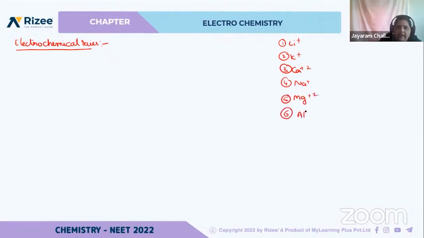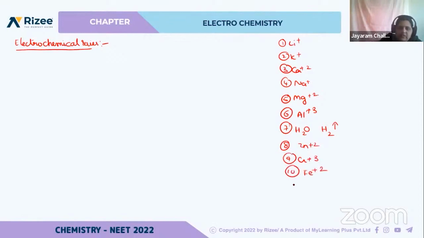All these are active metals. Then up from 7, hydro water, and here it forms hydrogen gas, and we need to remember this series.